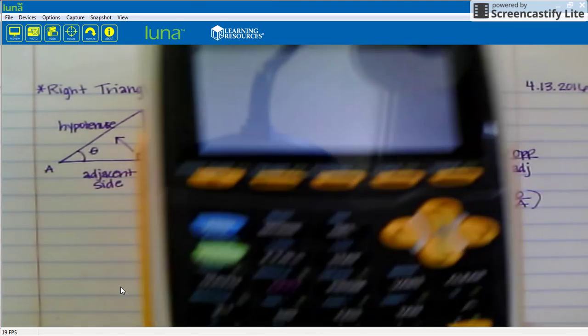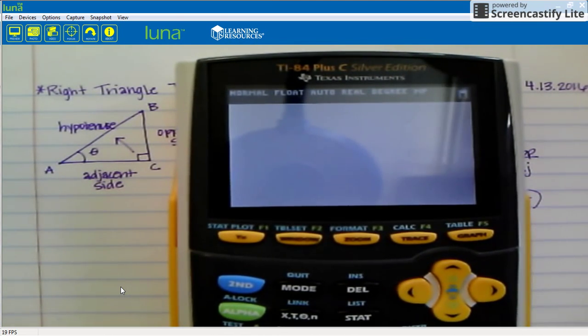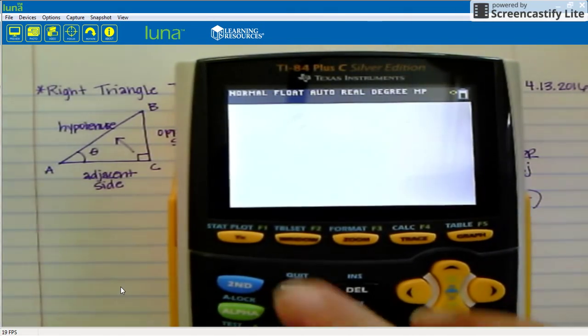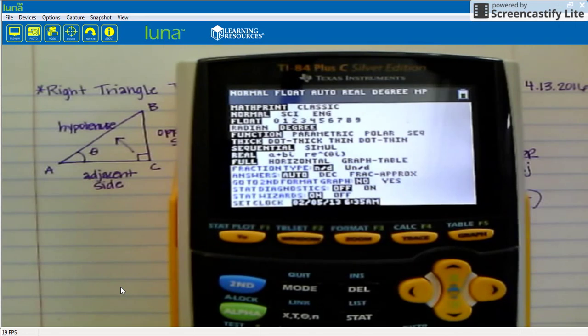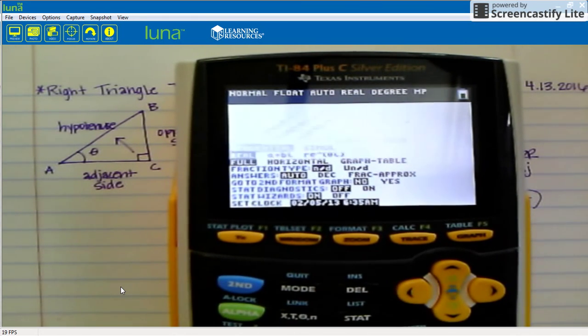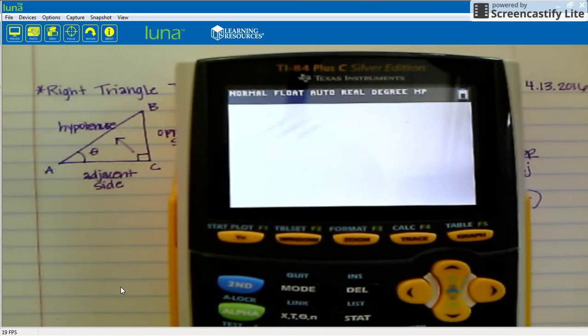The only thing you need to make sure of is to check the mode of your calculator. Whenever you reset the calculator, it defaults to radians. So if you go into mode, make sure that degree is always highlighted. Because if you're not operating in degree mode, all of your answers are going to be thrown off, since they're going to be given to you in radian mode.